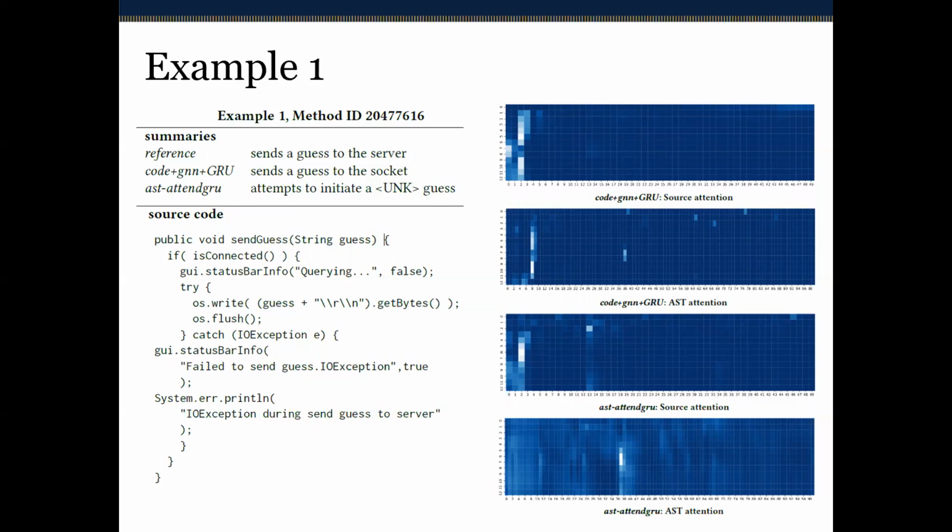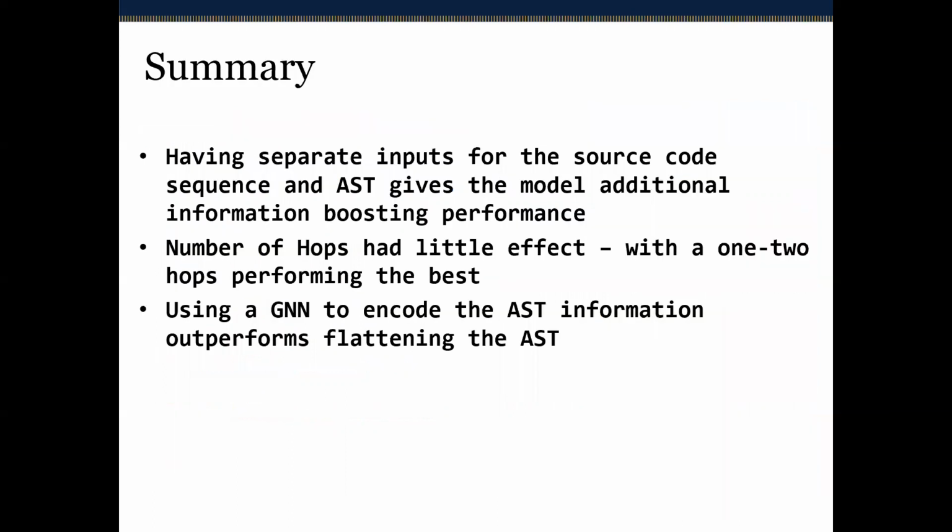So, in summary, we found that encoding the source code and AST separately improves model performance and allows the model to learn additional information from the AST. It also seems to give the model a form of copy mechanism to choose tokens directly from the source or AST as the next predicted token.